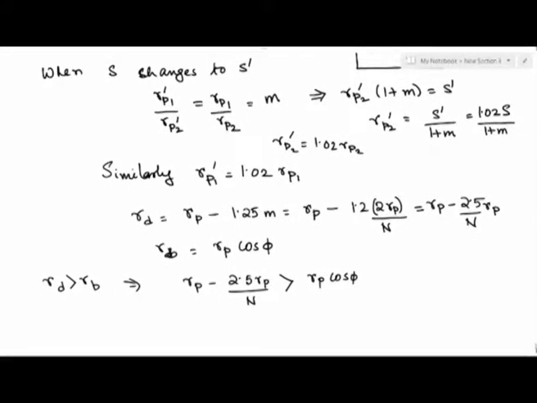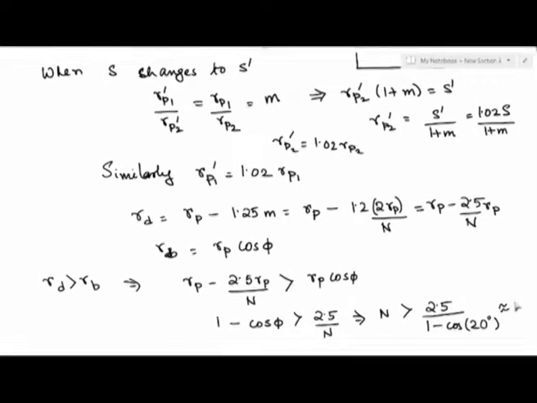But at this stage we realize that there is no dependence on RP at all. So this basically means 1 minus cos phi has got to be greater than 2.5 divided by N, which also means that N has to be greater than 2.5 divided by 1 minus cos of 20 degrees, and this approximately comes out as 41. When you do the calculation it will come out as 41.